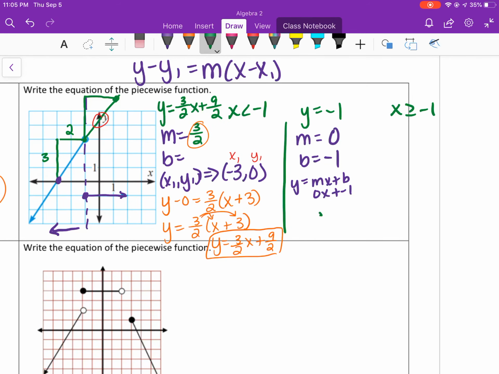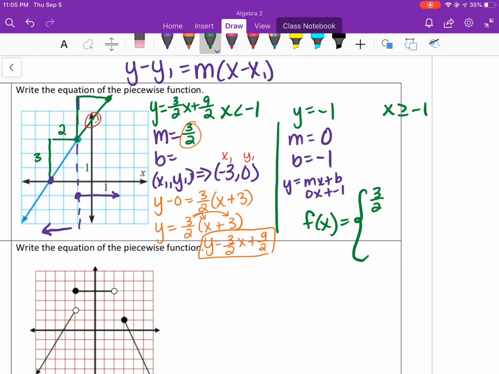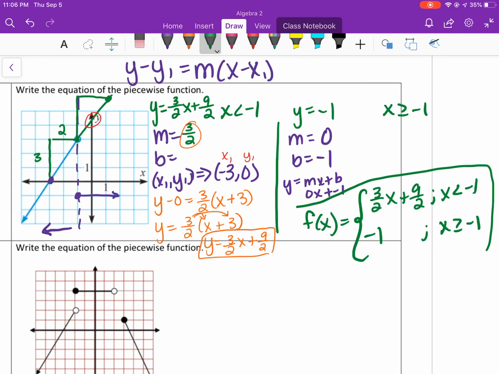So now we can write our piecewise function, f of x, include our brackets, and we'll get 3/2 x plus 9/2 if x is less than -1. And then we have just y equals -1 if x is greater than or equal to -1. I forgot to write the word if, but you can use a semicolon instead if you want. So that's my semicolon in between.